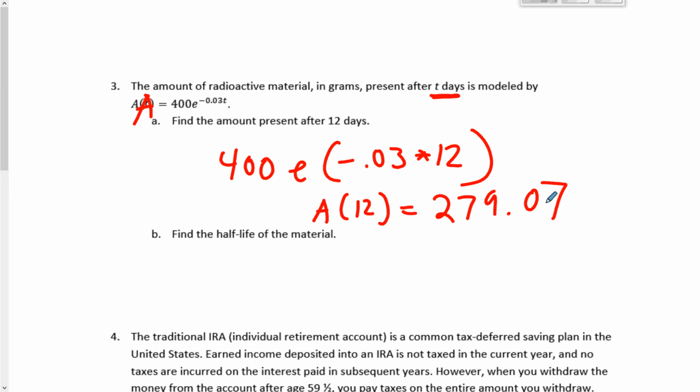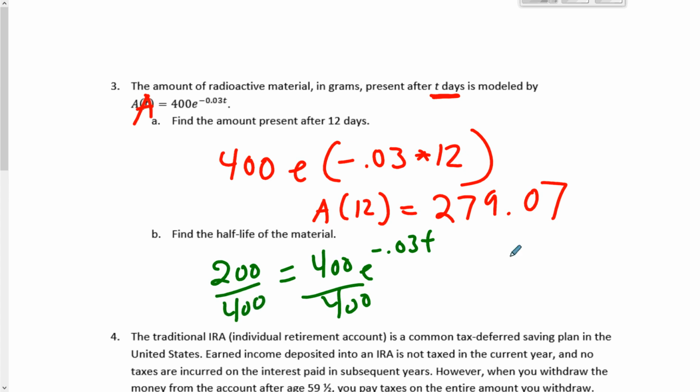Now find the half-life of the material, right? So that means half its weight, which is 200. Right, and you can divide both sides, because they were actually finding how many days it takes. So if you divide by 400 on both sides, you'd get a half, right? That's the whole point of finding a half-life. So we have 1/2 equals e raised to the negative 0.03t.